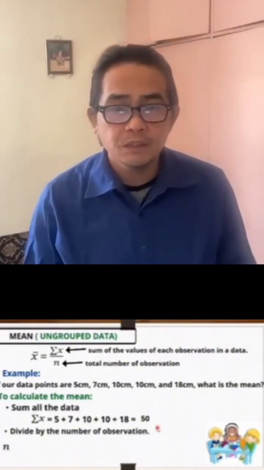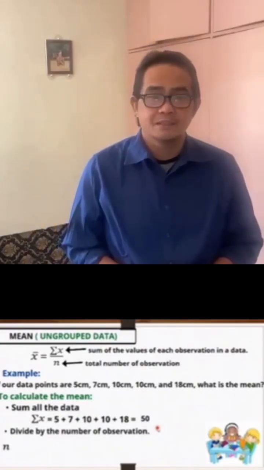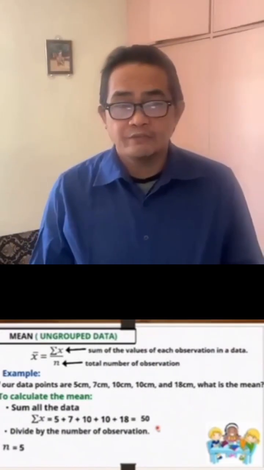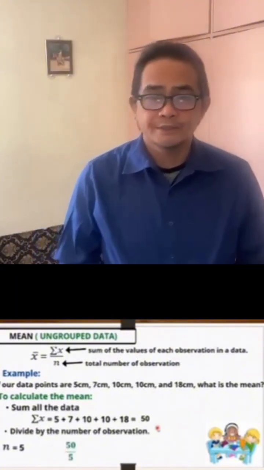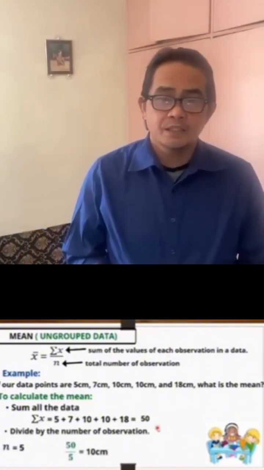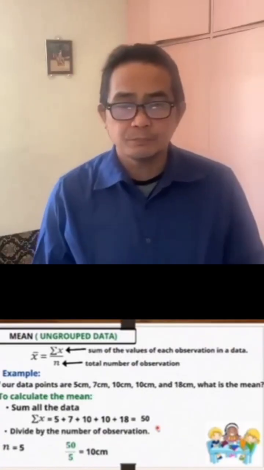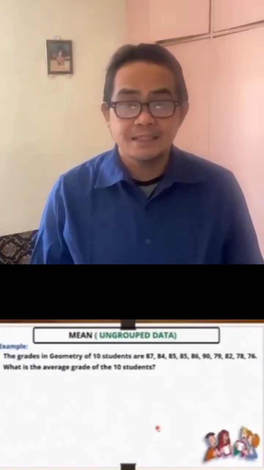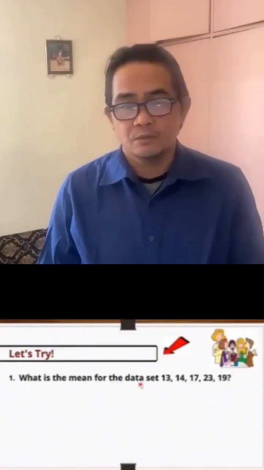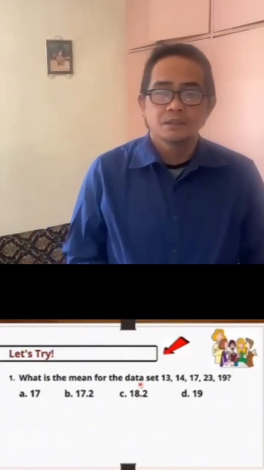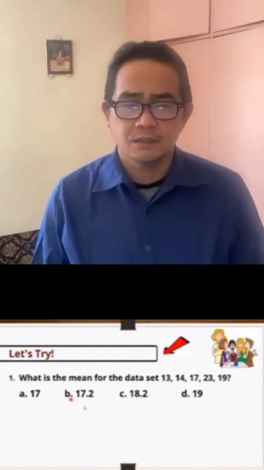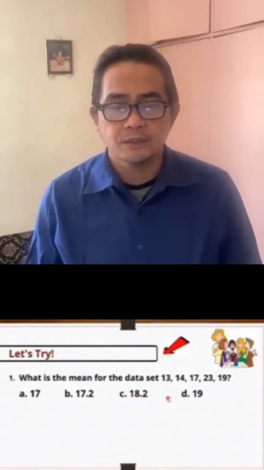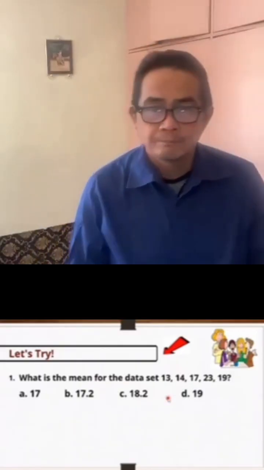What do you think is the mean of the data 13, 14, 17, 23, and 19? So we have here the choices. A is 17, B is 17.2, C is 18.2, and D is 19. So with that, of course, we'll make use of the formula again. X bar is the summation of x divided by the number of observations. So that is how you get the mean or the average.